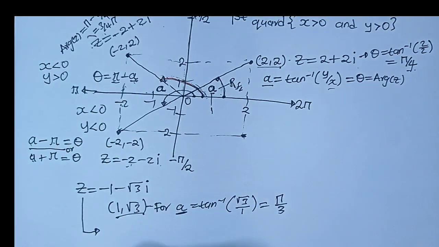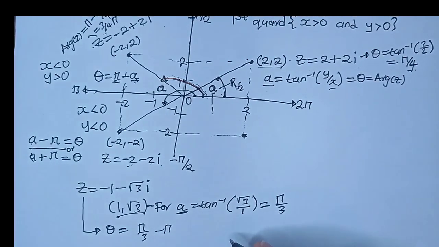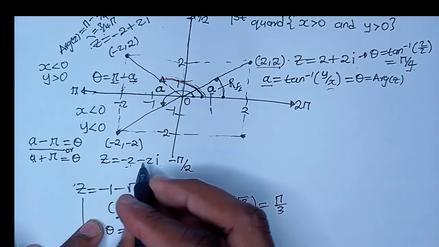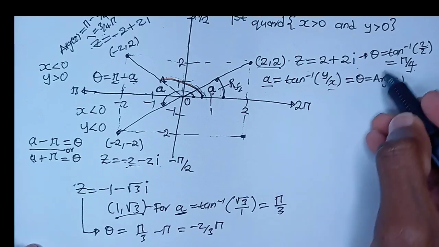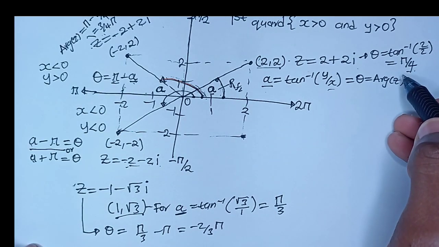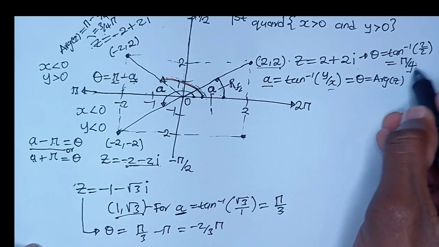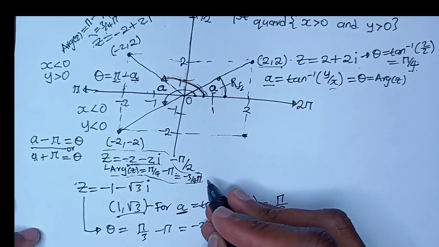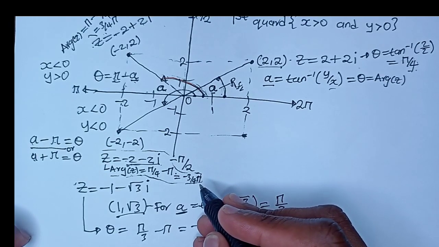So the argument of z for this problem, I'll find it by theta is given by pi over 3 minus pi, which is -2 over 3 pi. So this was just a demonstration so you can understand what's going on here. So for this problem, now your z is -2 minus 2i. Your argument already, you can see here, it's pi over 4. So to find the argument for this one now, you're going to take the pi over 4, you subtract pi. You'll find your solution as -3 over 4 pi. And that's it. I think I have done a very much clear demonstration.